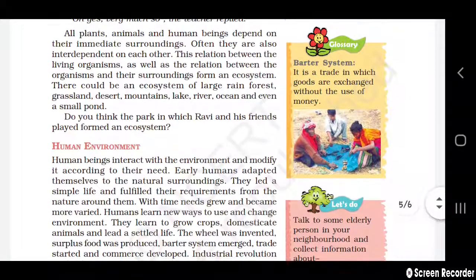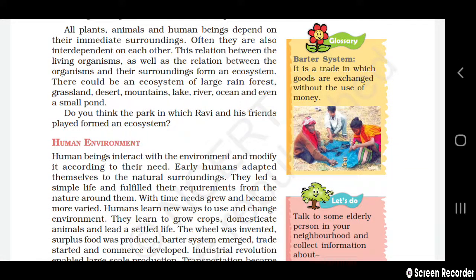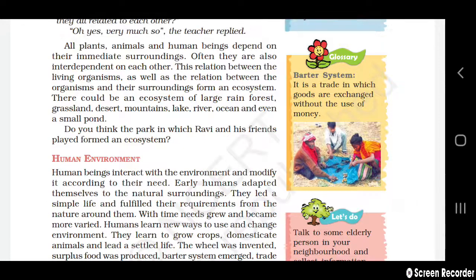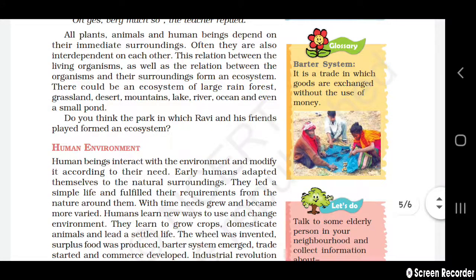All plants, animals, and human beings depend on their immediate surroundings. Often they are also interdependent on each other. This relationship between the living organisms on the earth, as well as the relationship between the organisms and the things present in their surroundings, forms an ecosystem.